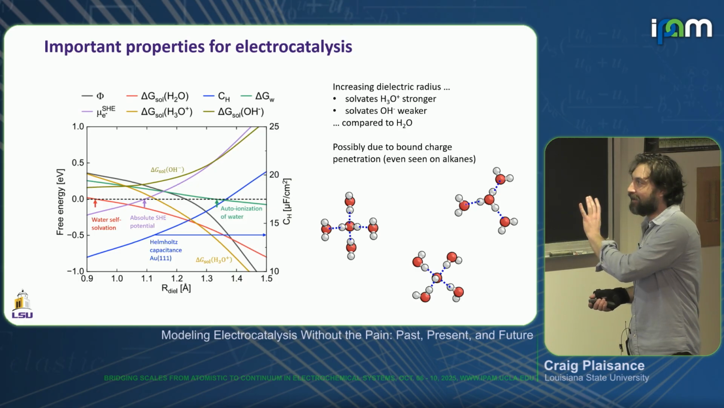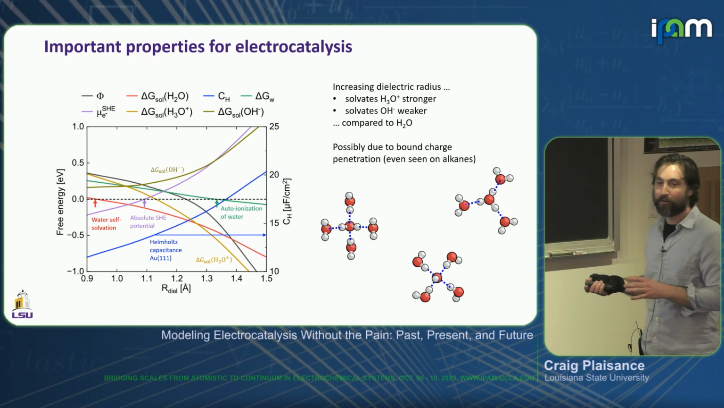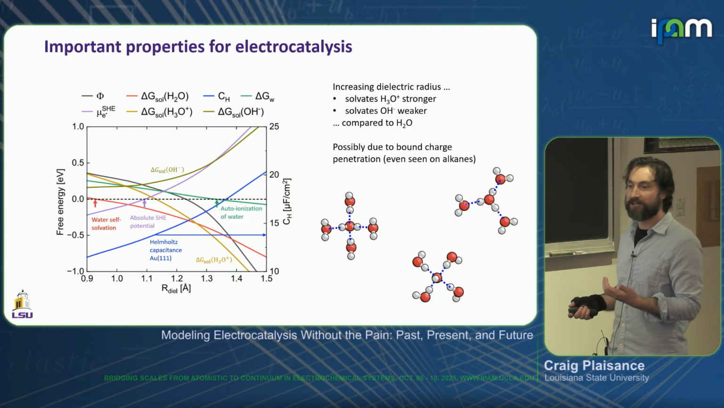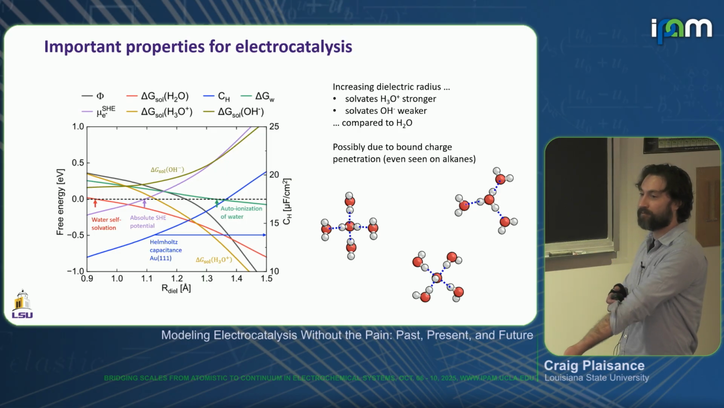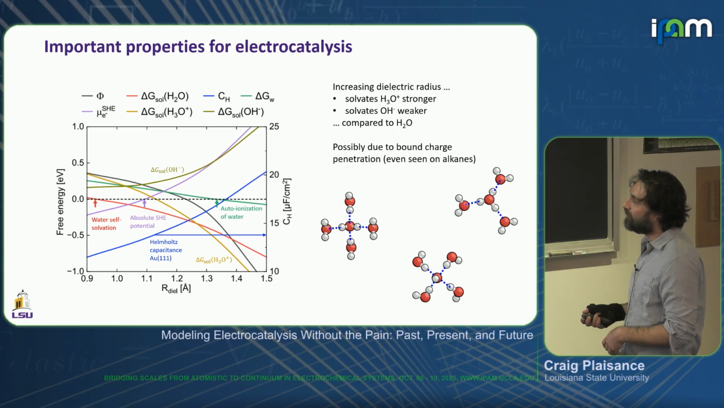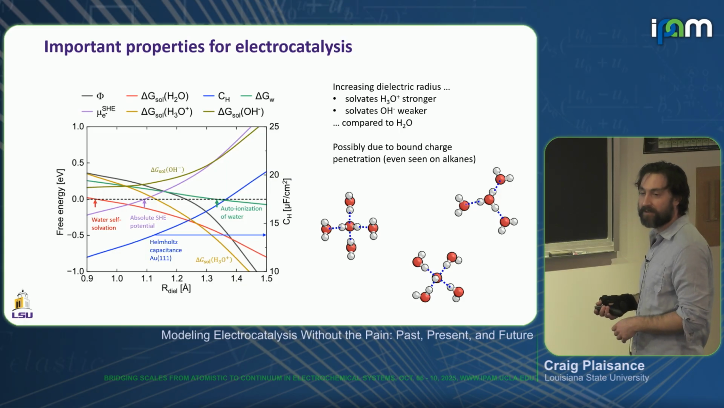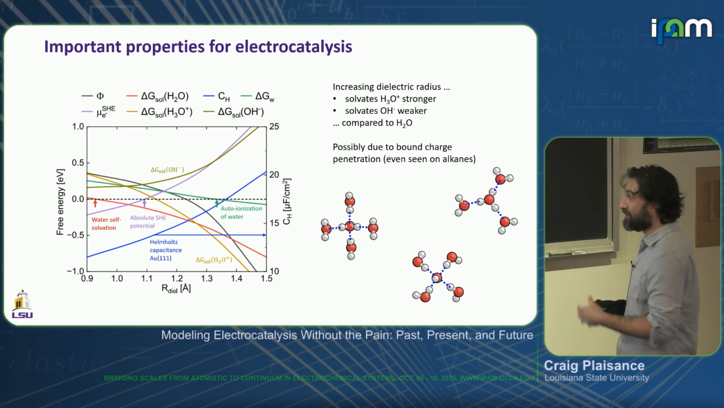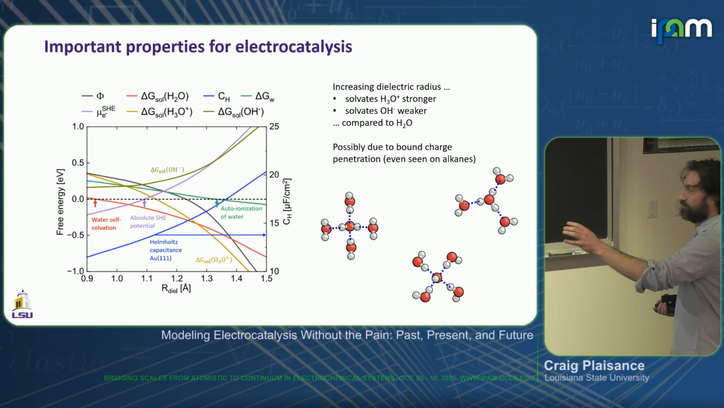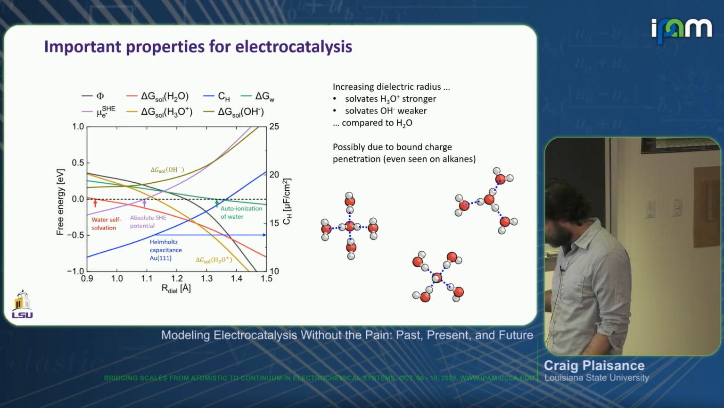And I didn't show this in this talk, but normally you cancel that out by adjusting this effective surface tension, this tau parameter Richard was talking about. And in most of the models I've looked at, it tends to be way higher than it should be based on experiment, precisely because you have to cancel out this bound charge penetration.